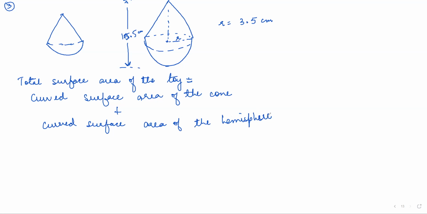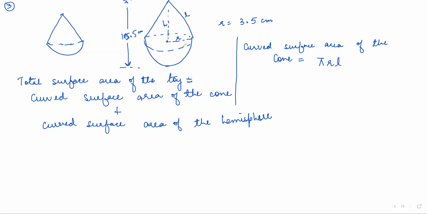Yes, ma'am. Okay, so let us separately find them. Curved surface area of the cone. What is the formula? That is pi r L, right? Yes, ma'am, pi r L. Now you don't know L, that means this side you don't know. So L is actually the square root of h square plus r square. So first of all, you need h also, right?